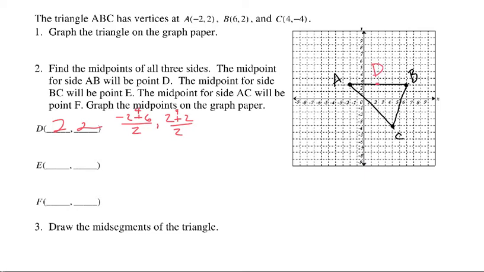Next, we need to find the midpoint of side BC. Again, we need to add the x's together, divide by 2, and add the y's and divide by 2. When we do this, we get 10 divided by 2, so we get a 5. Negative 2 divided by 2 is a negative 1. For the third midpoint, I want you to find it yourself, so go ahead, push pause, work it out, and then check your answer.